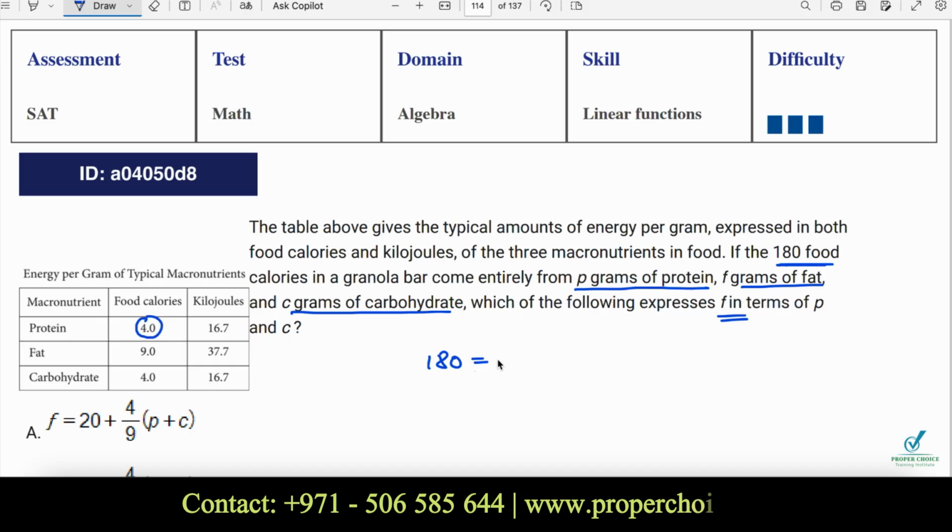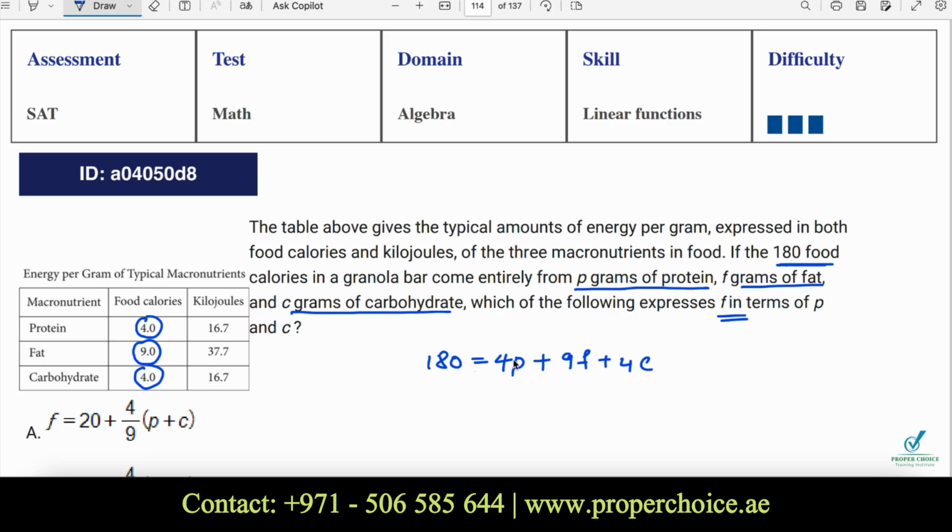4. So it's going to be 4 times P is the total food calories from the protein, plus F grams of fat. Fat is providing 9 food calories, that is 9 times F, plus C grams of carbohydrates. Carbohydrate is providing 4 food calories, that is 4 times C, and that is equal to the total food calories. So simply we are asked to solve for F here.